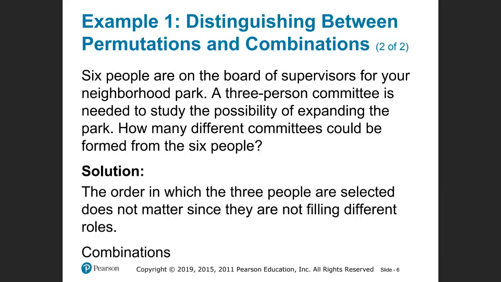Here's another one. 6 people are on the board of supervisors for your neighborhood park. A 3-person committee is needed to study the possibility of expanding the park. How many different committees could be formed from the 6 people? Solution. For this problem, the order in which the 3 people are selected doesn't matter because they're all doing the same thing. They're all just on the committee. So this would be a combination.